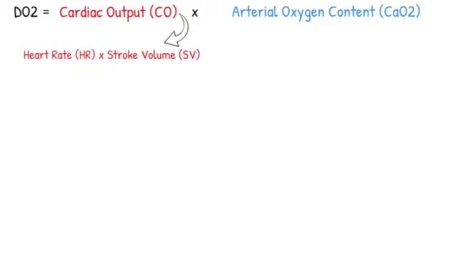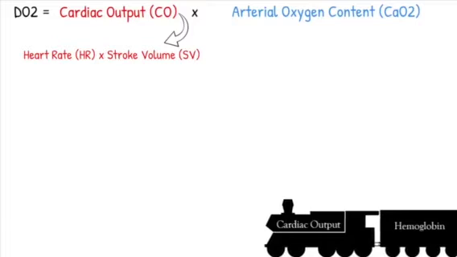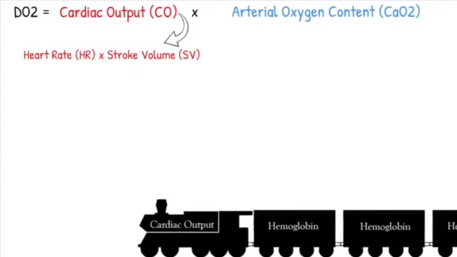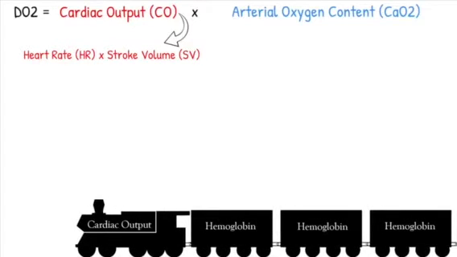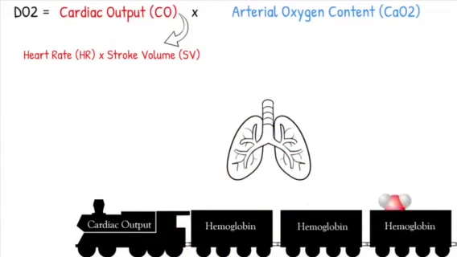Cardiac output is equal to the heart rate times the stroke volume. The stroke volume is the amount of blood ejected from the heart at every beat. Think of cardiac output like a train locomotive. As a locomotive, our blood flow moves down the track, our blood vessels. It, of course, is moving boxcars, hemoglobin. As the boxcars reach the lungs, they are loaded up with oxygen.